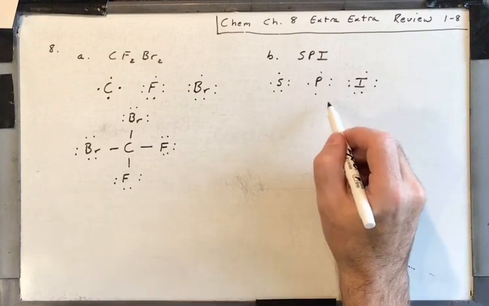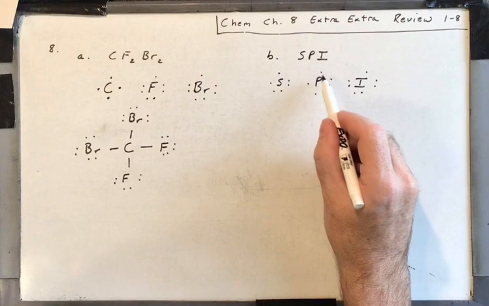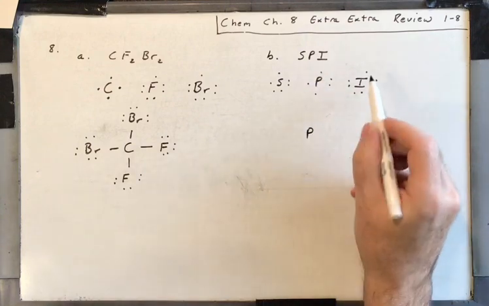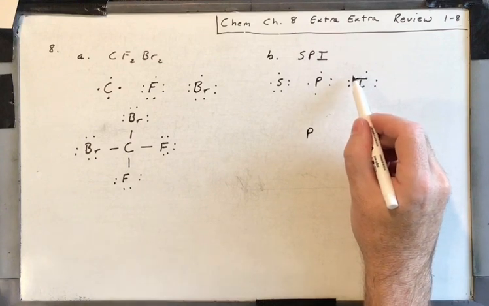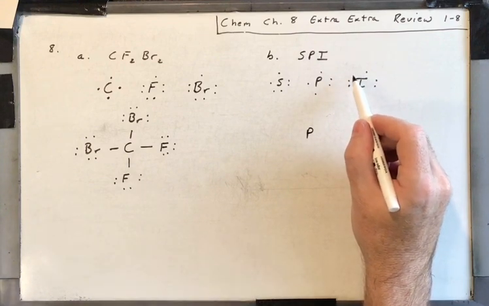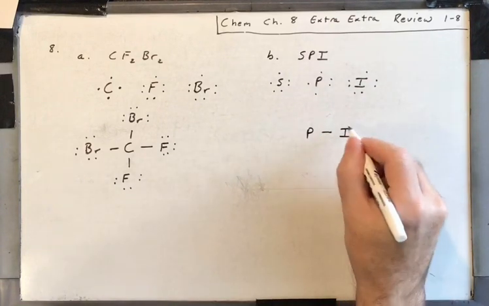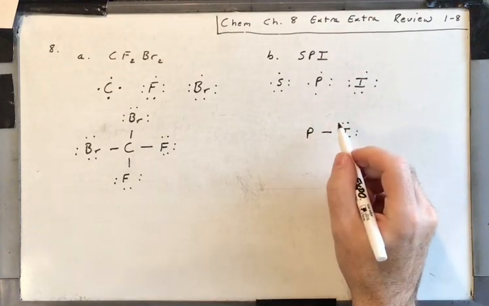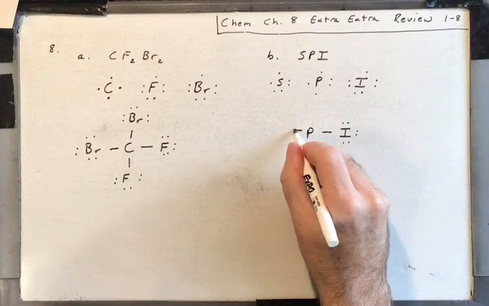So which goes in the center? It's the one with the most unpaired electrons, which is phosphorus. It has 3 unpaired electrons. What kind of bond can iodine take? It can take a single bond. All right? So that'll be I. Just a single bond. All right? And then sulfur can take a double bond.